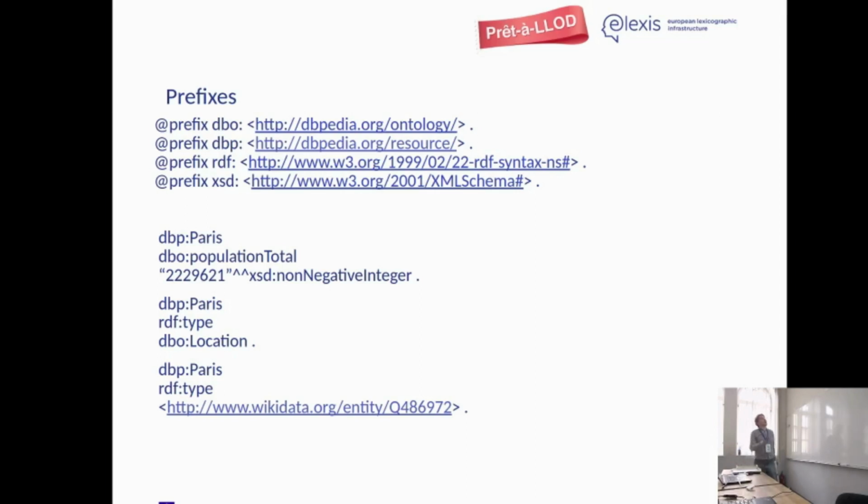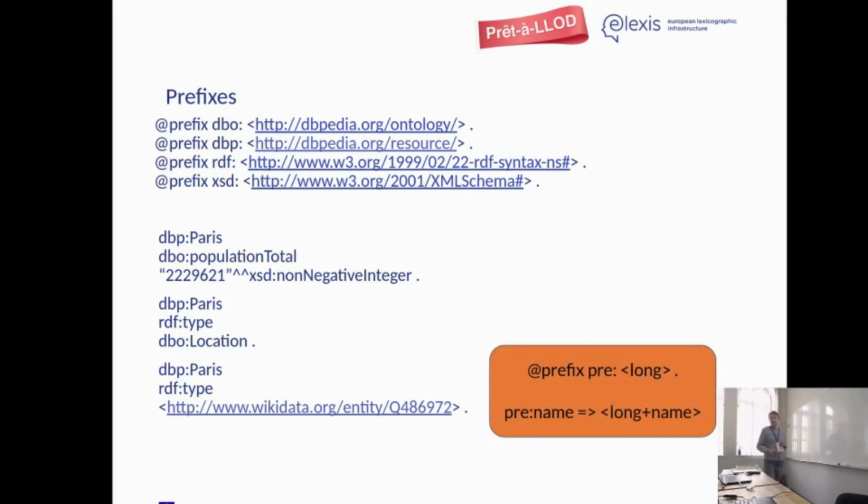And we can read this fairly easily. Paris population total, 2 million. Paris type location, Paris type, and we can still keep a full URL if we want to. So we can mix this together as we choose. So prefixes are the first thing to make these documents a lot more readable.